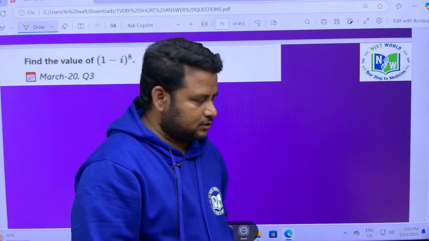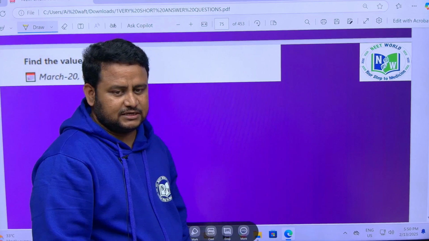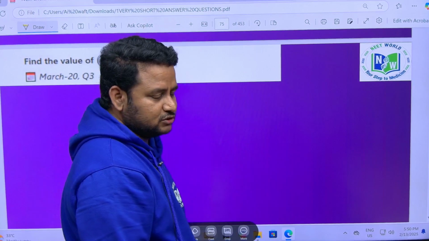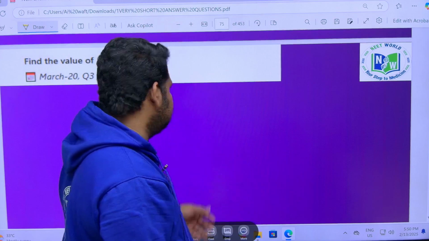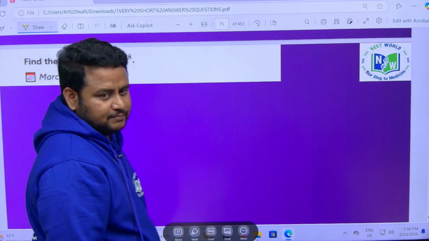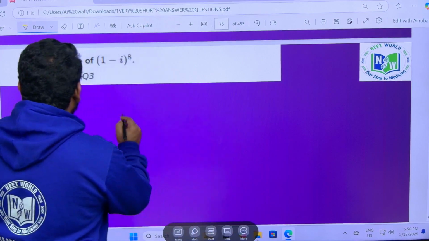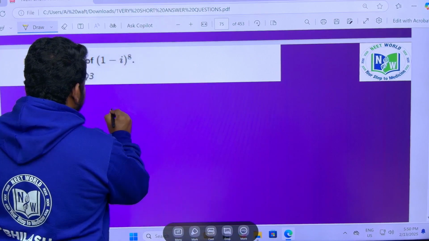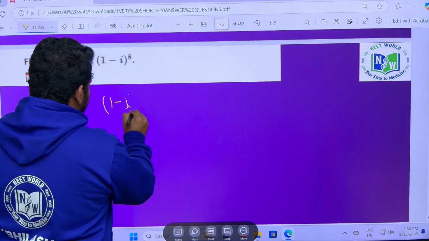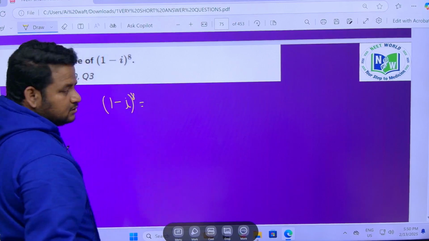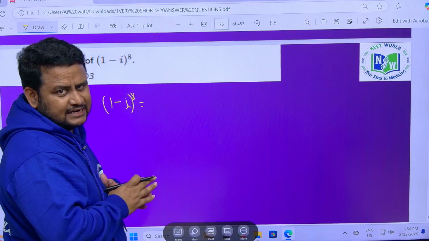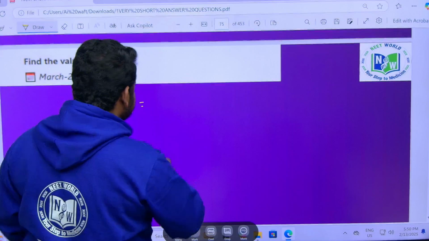Here you can use the binomial theorem, all these things, but that will be very tedious. Instead of that, we will use De Moivre's theorem and solve this. Okay. What is it that they have given? They have given (1 minus i) to the power of 8. What I will do is multiply both numerator and denominator by root 2. Why, I will tell you.